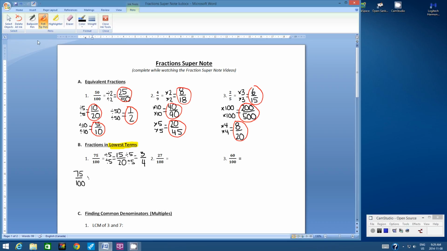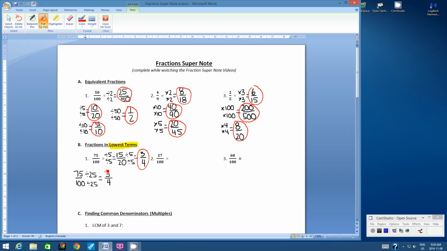So let's see, oops, sorry about that. Let's see if we can divide the top and the bottom by quarters. So divide by 25. Okay, I'd like you to take a couple seconds to work this out. 75 divided by 25 is 3. 100 divided by 25 is 4. Okay, so let's look at our two answers.